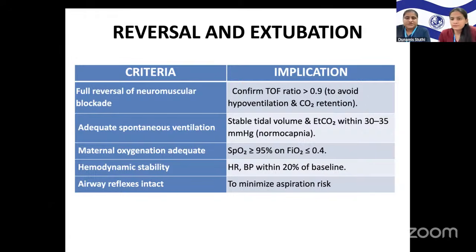Yes, ma'am. And once the full reversal of the neuromuscular blockade is achieved, that is the train of four ratio is more than 0.9, and the patient is having stable hemodynamics, and the tidal volume is more than 5 ml per kg, and the respiratory rate is less than 30 per minute, I go with the reversal preferably with neostigmine combined with atropine.